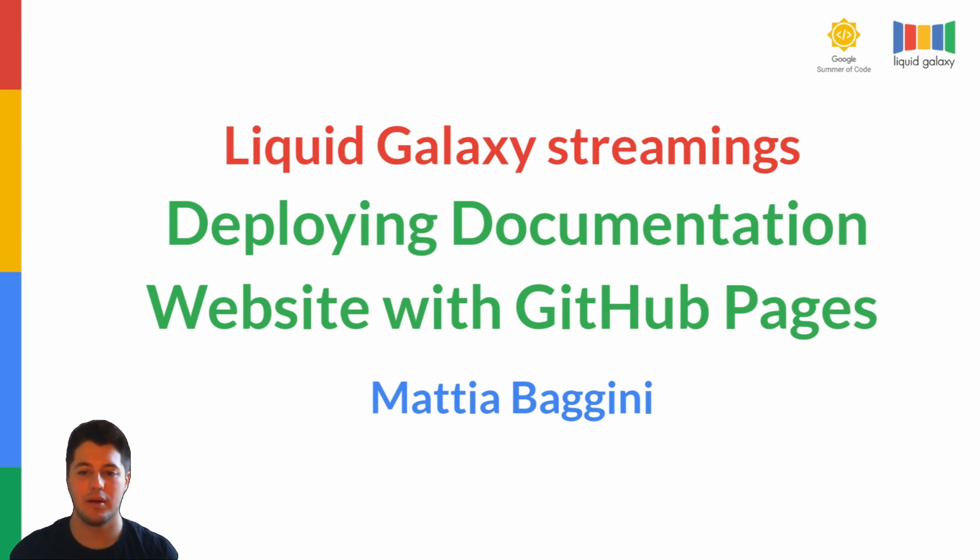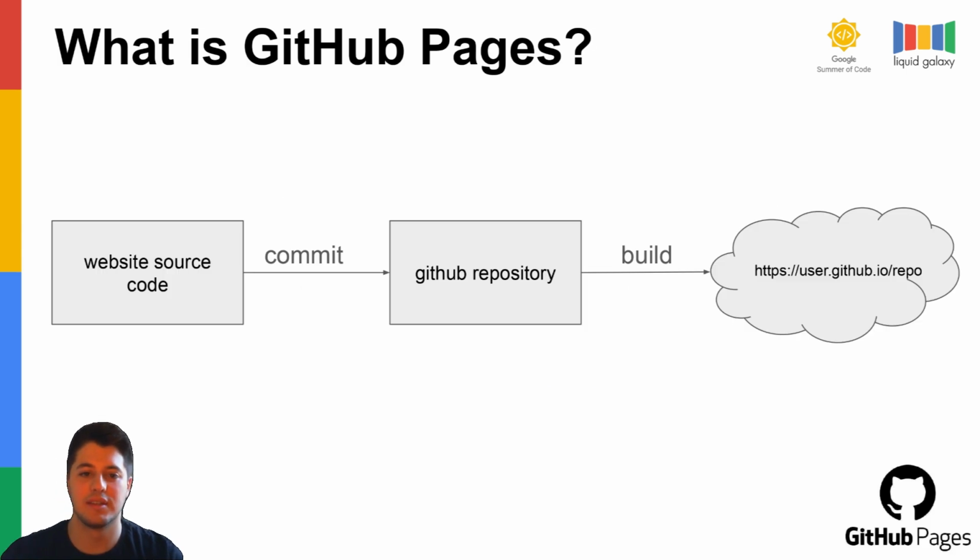Today I will talk about deploying documentation website with GitHub Pages. Let's start talking about what is GitHub Pages. GitHub Pages is a free tool that lets you put online a website directly from your GitHub repository. It's really useful for things like project documentation, personal portfolios, or a small website that don't need a backend.